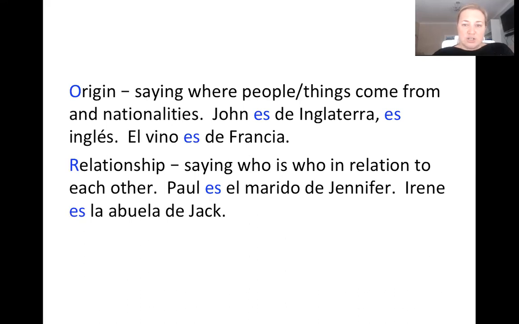R for relationship then, saying who is who in relation to each other. So Paul es el marido de Jennifer. Paul is the husband of Jennifer, or Paul is Jennifer's husband, is what we would more naturally say in English. Irene es la abuela de Jack. Irene is Jack's grandmother, or Irene is the grandmother of Jack, por ejemplo. Okay?